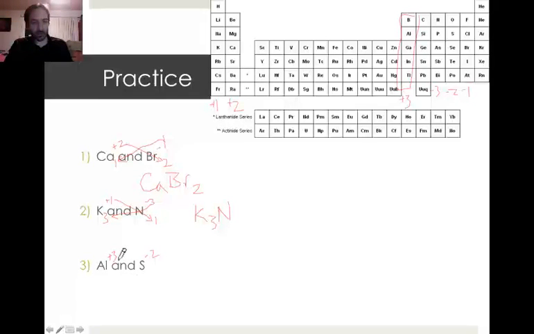Last but not least, aluminum forms a positive 3 charge. Sulfur forms a negative 2 charge. If we swap and drop, the 3 goes here, the 2 goes here. So we end up with Al2S3. Easy, easy. Just need to learn these charges, and then it's simply swap and drop. Remember that the actual charge values, the positive and the negative, disappear in the final formula.